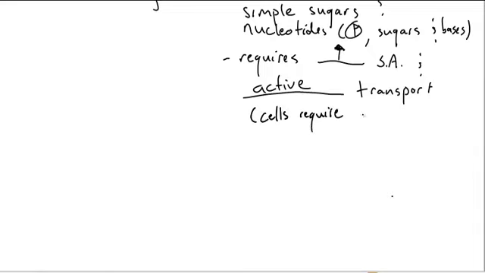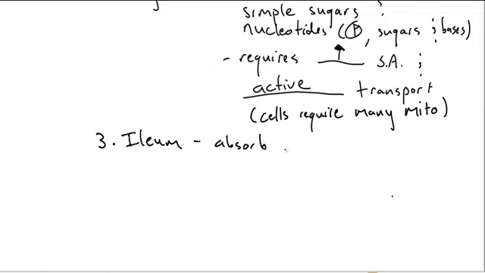What type of organelle provides the energy? If you said mitochondria, you'd be correct. Okay. And finally, number 3, the ileum's main job is to absorb fats. And I'm going to say fats.